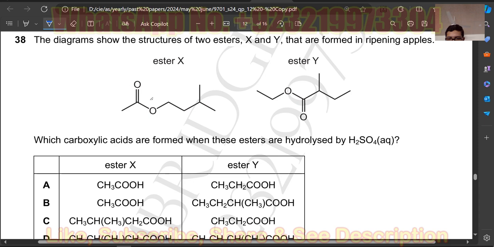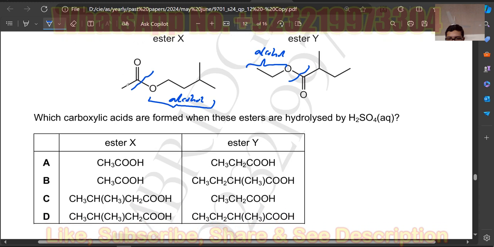Okay, again, you should know which part will give the alcohol and which part will give the carboxylic acid when hydrolysis is done. Hydrolysis will be done on ester X at this point, and this part will become the alcohol, and on the ester Y this will be the cleavage point, and this part will become the alcohol. It is now decided these are the alcohol parts.